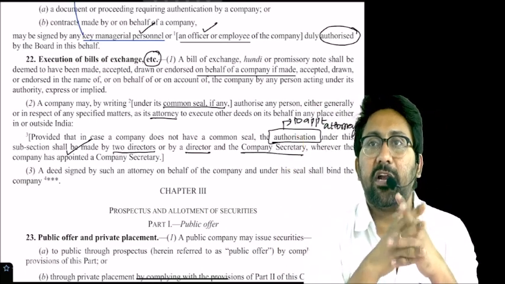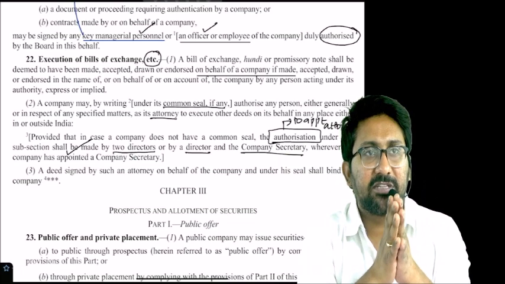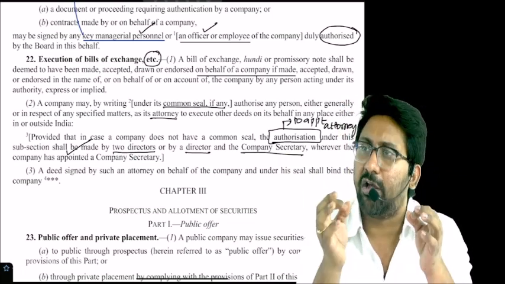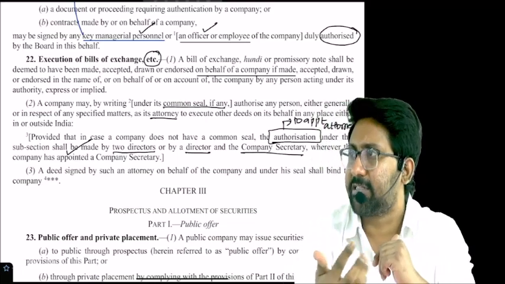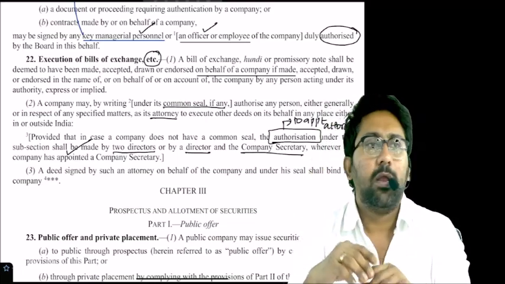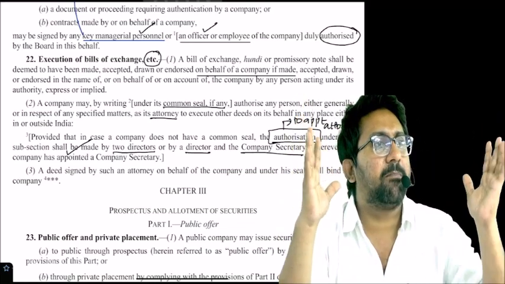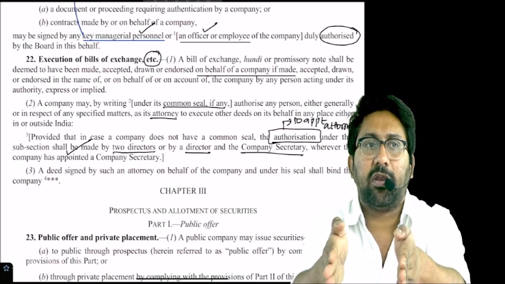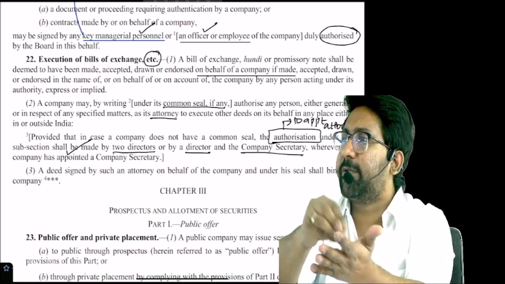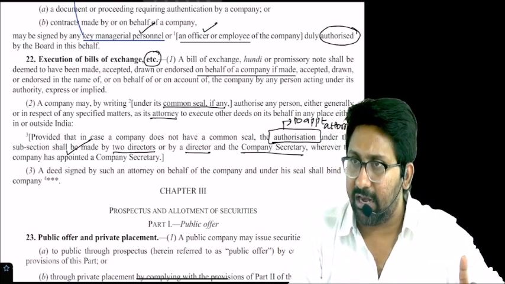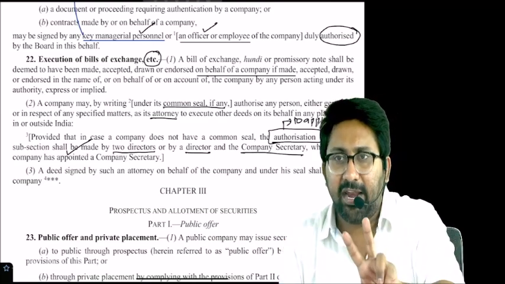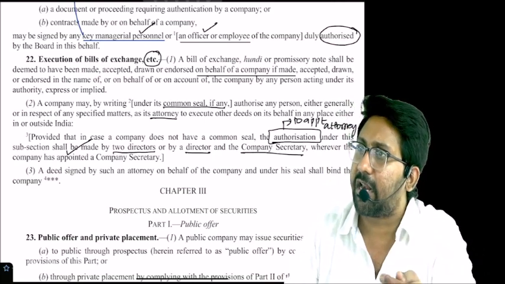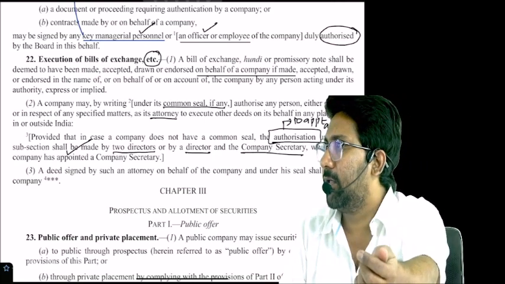So summarize everything and tell me, bills of exchange and negotiable instruments must be signed by whom? Any person having authority. Which authority? Express or implied. Done. Deeds can be signed by any person having implied authority? No, it should be signed only by the specified attorney. How will the specified attorney be specified? Either by common seal. If the common seal is not there, two directors will authorize one attorney, or a director and company secretary will authorize one attorney.